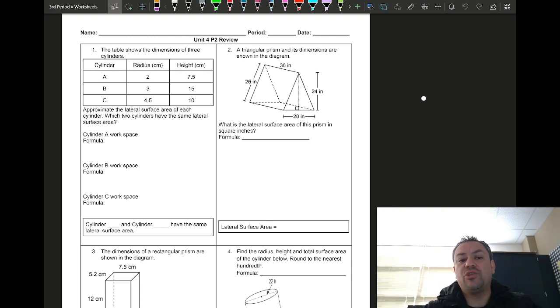And today we're going to be doing a review on total and lateral surface area of prisms and cylinders. So let's get right into it.